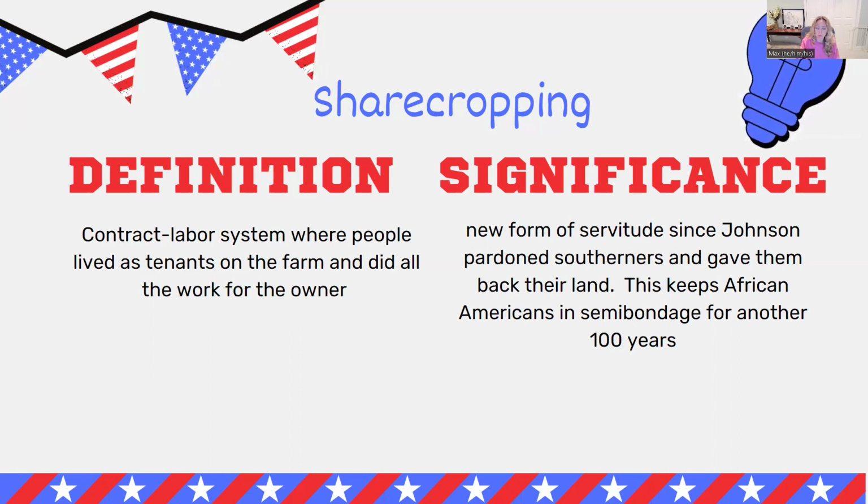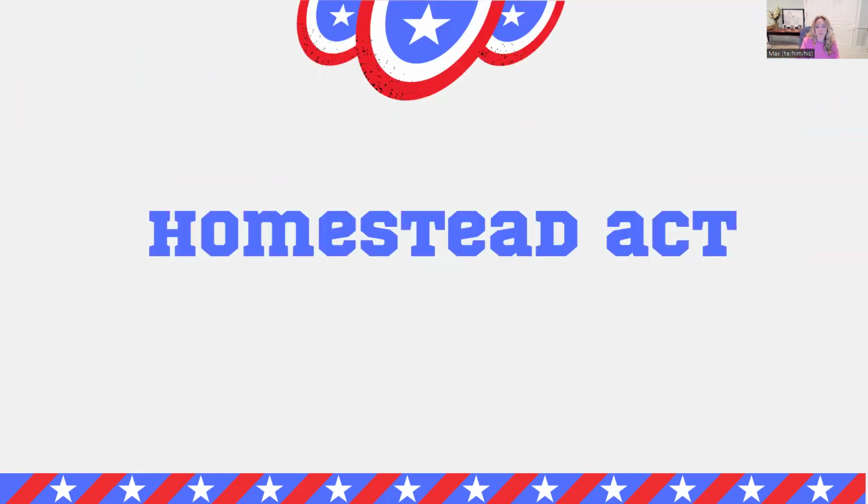What are the only open positions? Especially when there's a law that says I can't own my own land. Well, I guess I have to now become a sharecropper. And so this is the new form of servitude, because Johnson pardoned all the Southerners, gave all the Confederate leaders back their land, and this is new semi-bondage for the next 100 years.